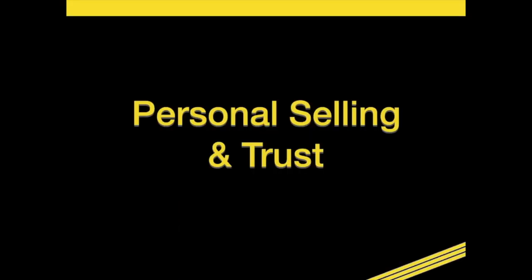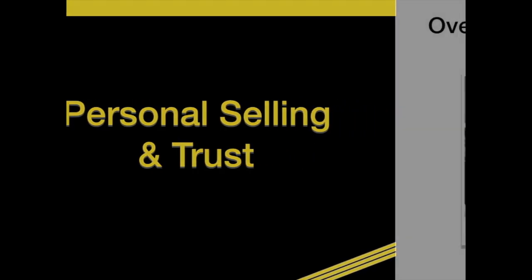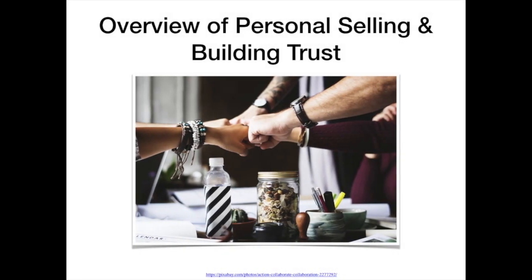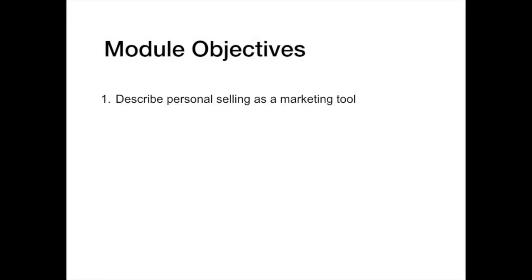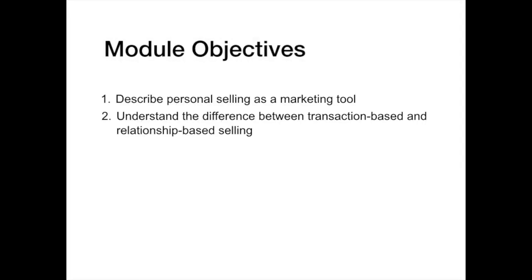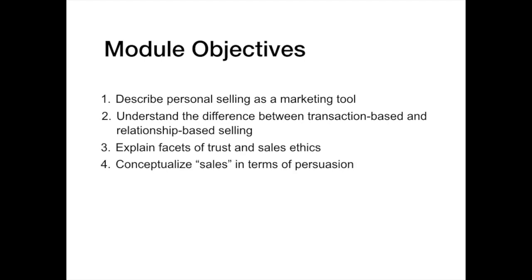This lesson, we'll talk about personal selling, an introduction to personal selling, and how to develop trust. The main module objectives are to describe personal selling as a marketing tool, understand the difference between transaction-based and relationship-based selling, explain facets of trust and sales ethics, and start to think about sales in terms of persuasion. We'll also learn how to earn trust from prospects and some of the things that salespeople should embody in order to gain trust.